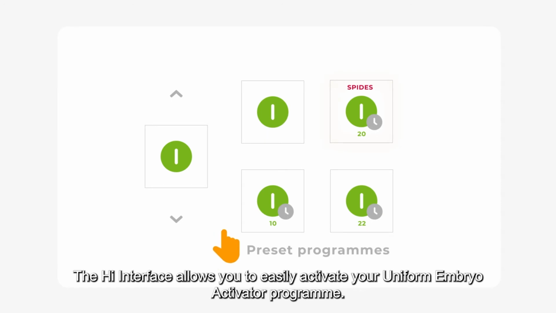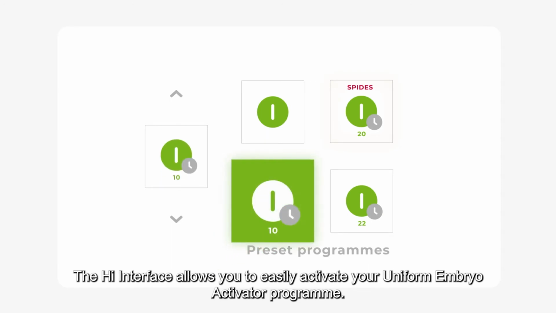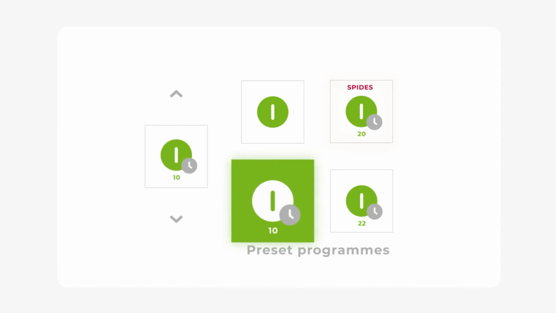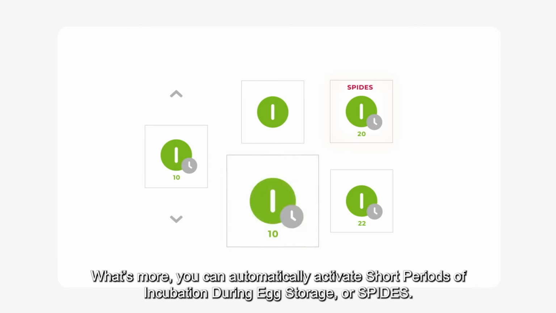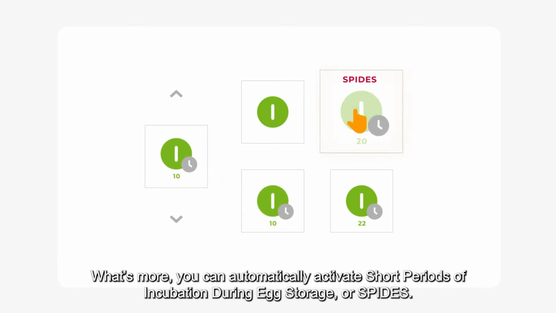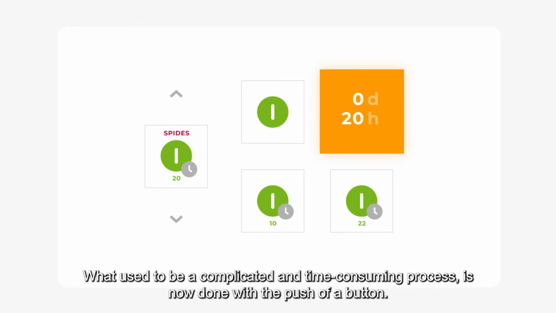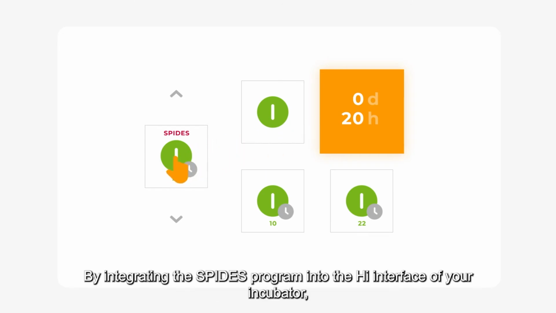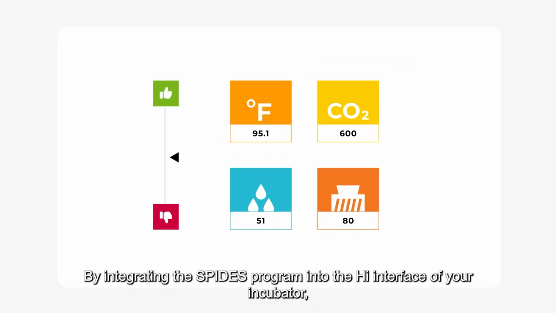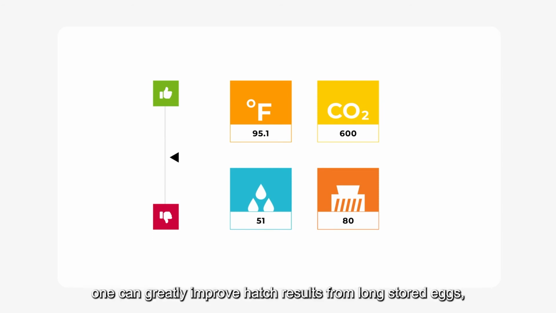The Hi Interface allows you to easily activate your uniform embryo activator program. What's more, you can automatically activate short periods of incubation during egg storage, or SPIDES. What used to be a complicated and time-consuming process is now done with the push of a button. By integrating the SPIDES program into the Hi Interface of your incubator, one can greatly improve hatch results from long-stored eggs without the need for a special and separate SPIDES machine.